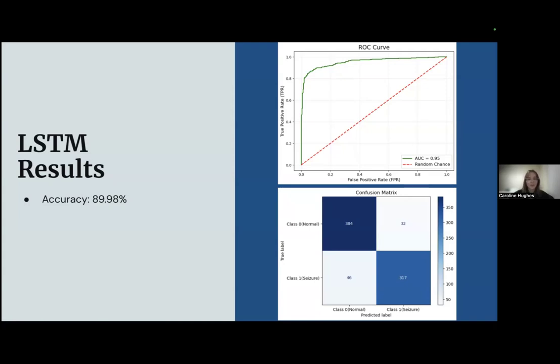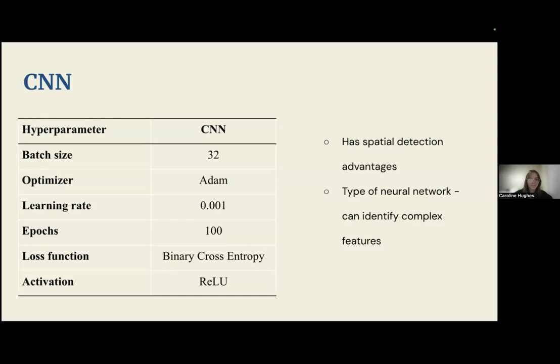So overall, the model performed pretty well, but we wanted to see if we could get the accuracy a little bit higher. All right, so the next thing we tried was a convolutional neural network, or CNN. CNNs are primarily used for images and image processing, but we wanted to test it out as an alternative to an LSTM. A CNN has spatial detection advantages, which can help find shapes in the signals rather than the time dependencies compared to the LSTM. And again, this is a neural network, which should be a little more complex in determining the best features.